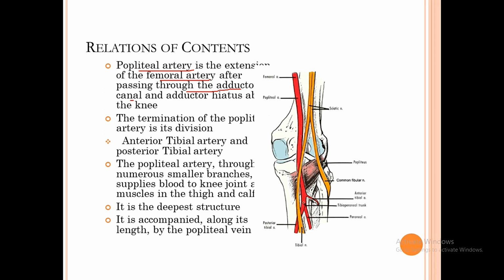Now at the termination, this popliteal artery, once passing through the popliteal fossa, is dividing into branches. So first branch is anterior tibial artery, as you see here. This is anterior tibial artery that's going into the anterior part of the leg, passing through the interosseous membrane through here. And this one is a posterior tibial artery. And one small branch came up to supply the knee joint and muscles of the thigh and calf. So this is the articular branch. So deepest most structure is artery, and it's accompanied along its length by the vein.